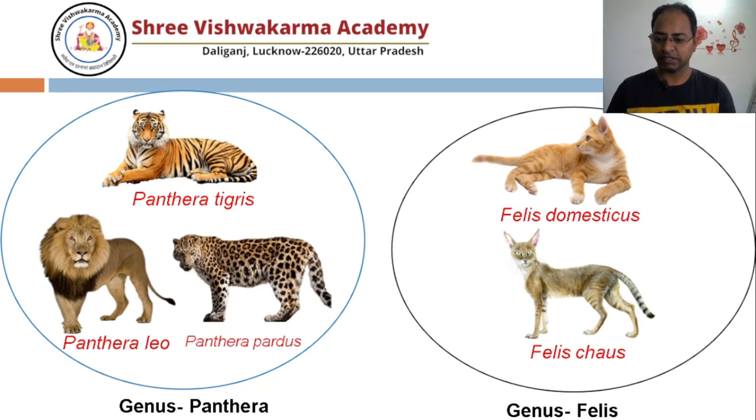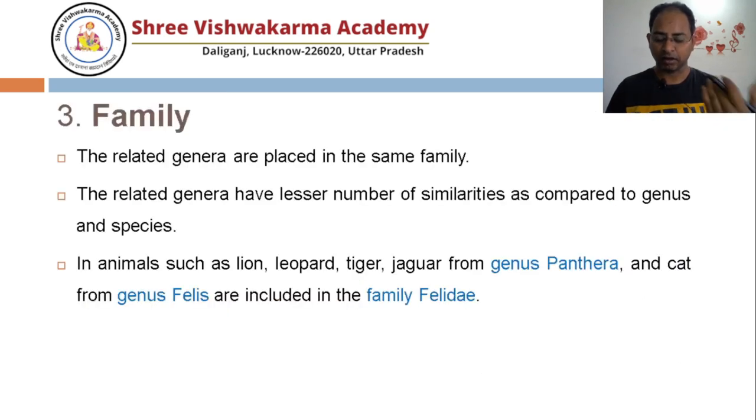So the next category is, the lowest was species, after that genus, and after genus there is the family. In one family, there may be many genera. I am sure you have already learned the different categories and their hierarchy. You always remember: keep pot clean or family get sick. So under one family, there will be many genera. The related genera are placed in the same family.